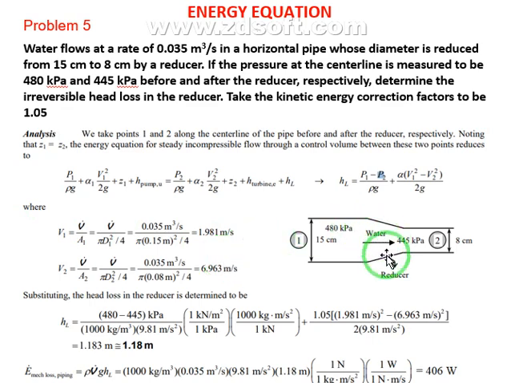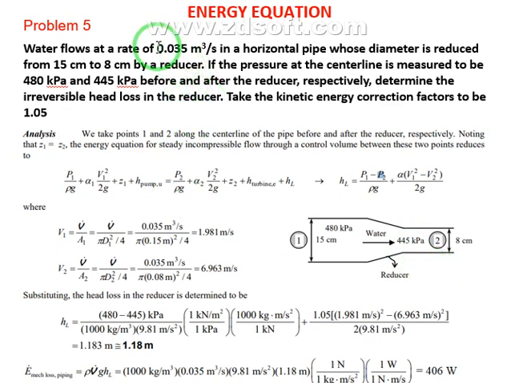You see, guys, we have a water pipe with two diameters. The first one is 15 centimeters, the second one is 8 centimeters, and there is a reducer between these two pipes. Pressure here is 480 kilopascal. Pressure at the right side is 445 kilopascal. So this is the information.